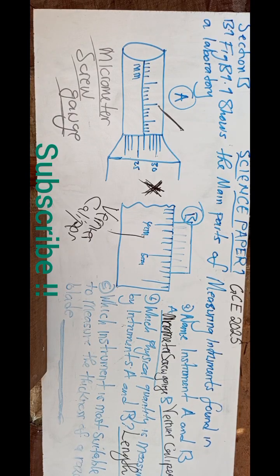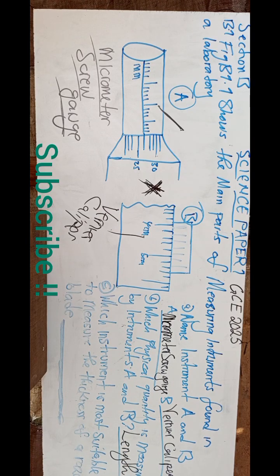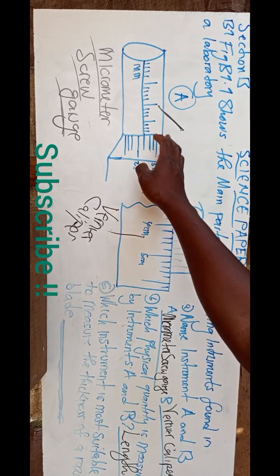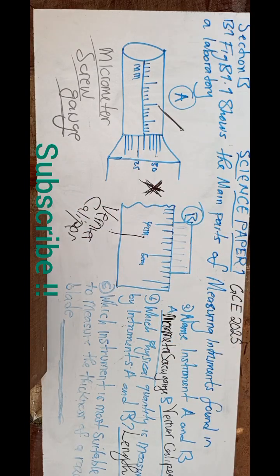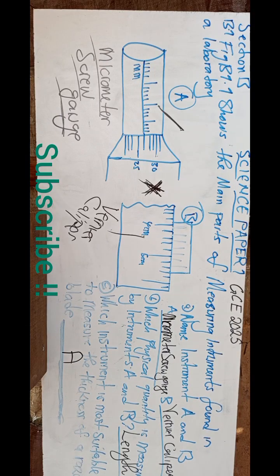So C, which is the last question: which instrument is most suitable to measure the thickness of a razor blade? The instrument that is most suitable is the micrometer screw gauge. But we are not supposed to mention the answer, because here they have only given us diagram A and diagram B. So we are supposed to use letters. Here you just write A. If you write micrometer screw gauge, you end up getting the question wrong.